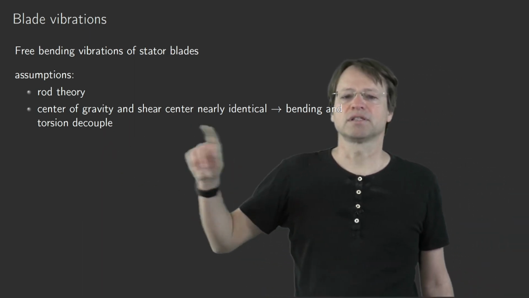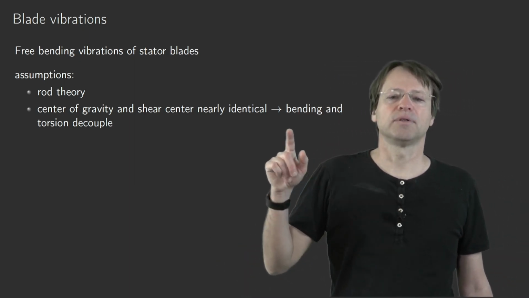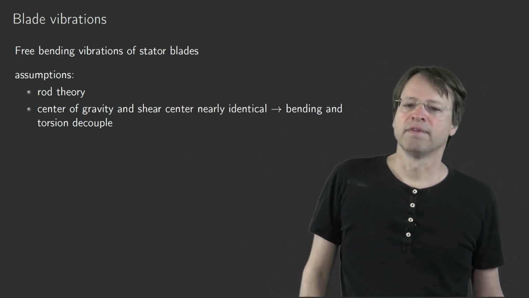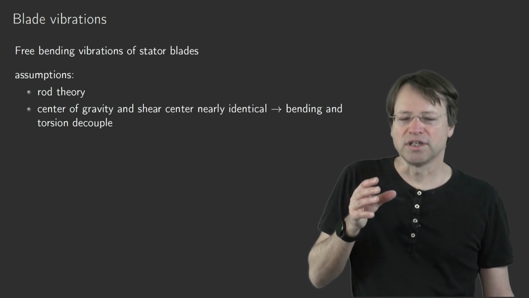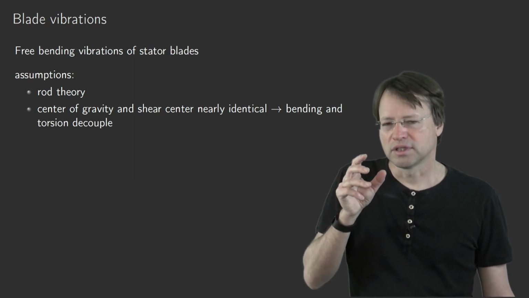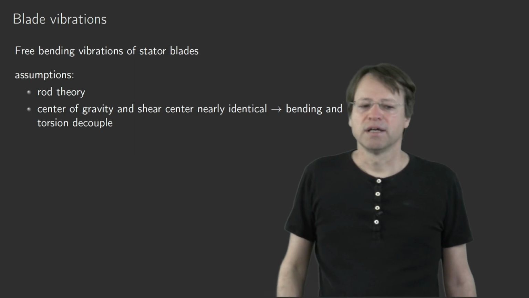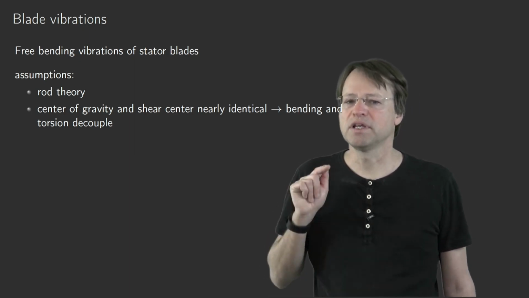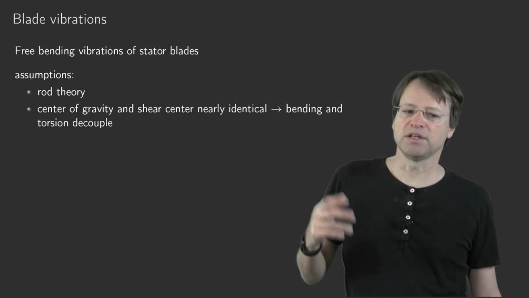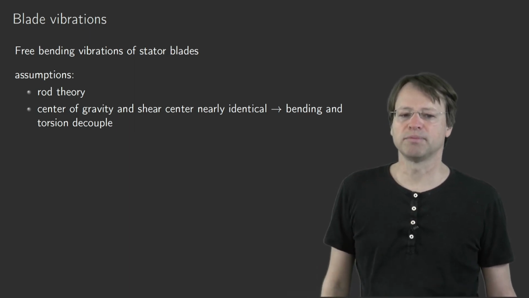But here we assume that the center of gravity and the shear center are nearly identical, so that we can uncouple bending and torsion. And as I said, we are dealing with bending vibrations here only. And then usually these blades are twisted, and due to this special shape of the blades, the principal axis would become position dependent, or space should be assigned a space-dependent coordinate. And this will be excluded here, so we simplify the problem a little bit.